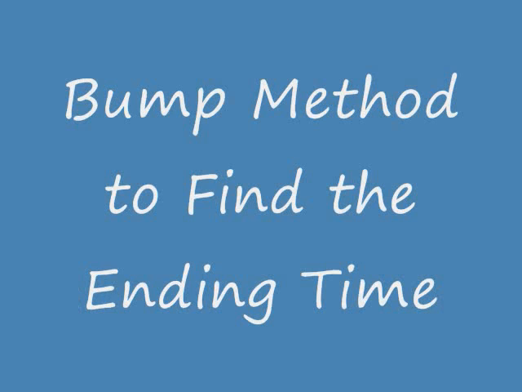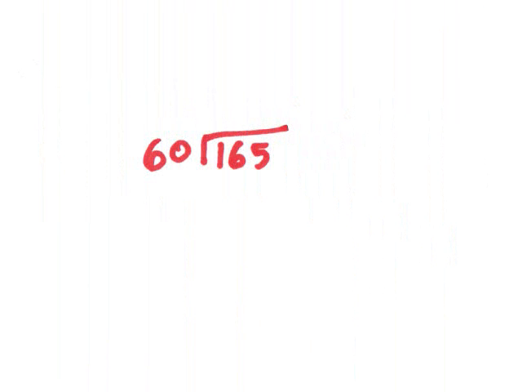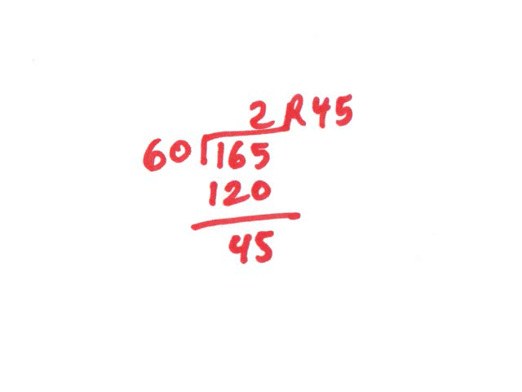Okay, so not everybody figures out the ending time the same way. There is another way to solve this problem, and sometimes you can even use this as a check for the other way of solving it. It's called the bump method, and what we need to do is look at the minutes. Let's take a different movie. Let's say we've got one that lasts for 165 minutes. And when we convert that to hours and minutes, we find that it takes 2 hours and 45 minutes. So let's say it starts at 3:25, and we want to find out what time it's going to end.